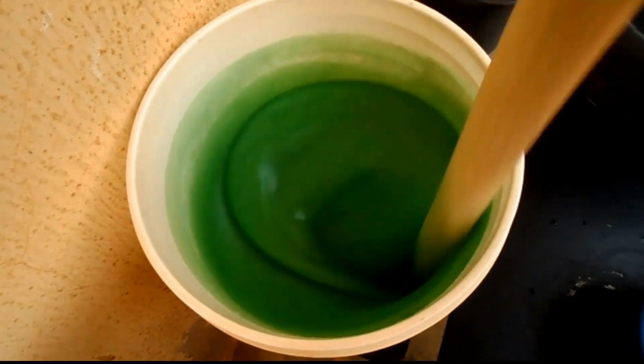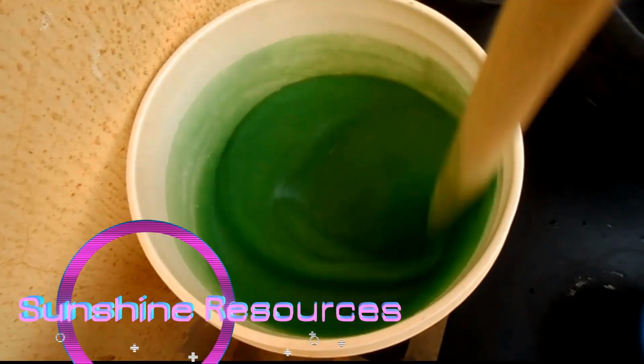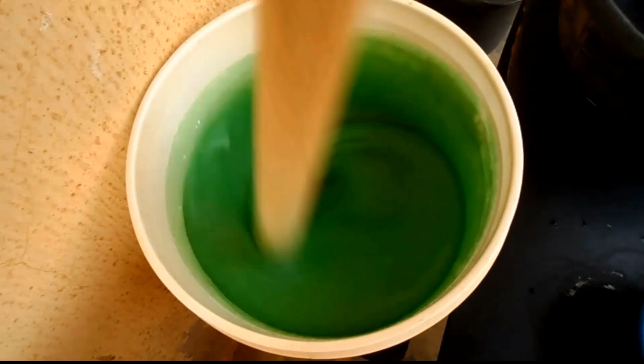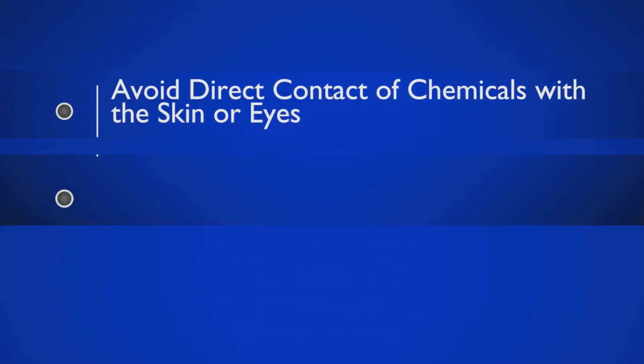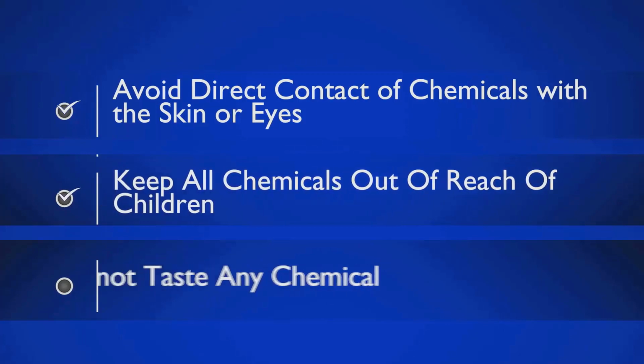Before we go into the soap making process proper, let's go through the safety precautions you will take as you do the preparation. Avoid direct contact of soap chemicals with the skin or eyes. Keep soap chemicals out of reach of children and do not taste soap chemicals.